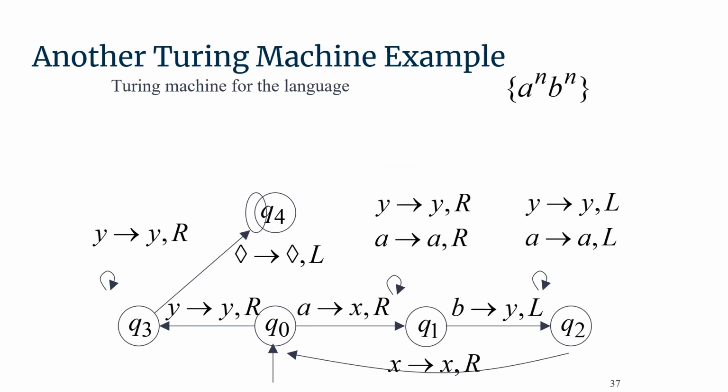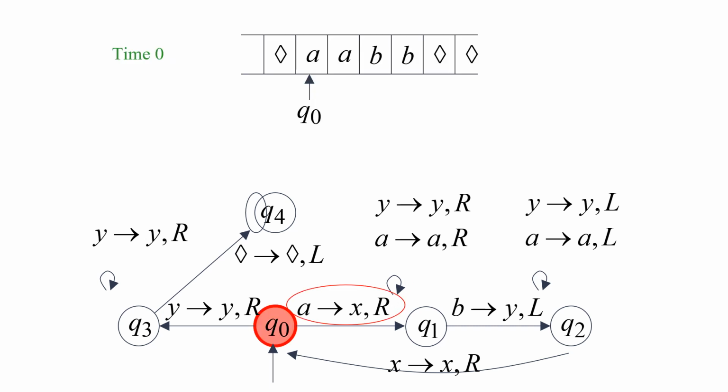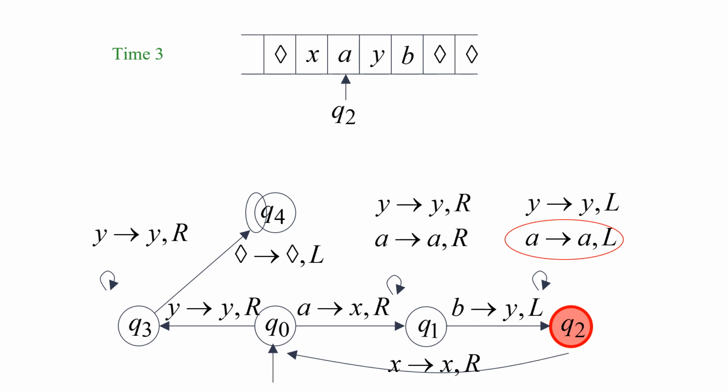This string is in an infinite loop and is not accepted. This is another example of a Turing machine, for the language a to the power n, b to the power n. The machine starts from the q0 state, reads A, writes X in place of A and moves to the right. Then the machine reads the next A, puts X in place of A and moves to the right. Then the machine sees B, in place of B it puts Y and moves to the next input.